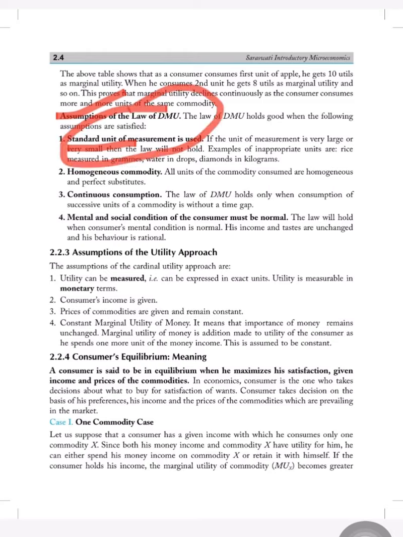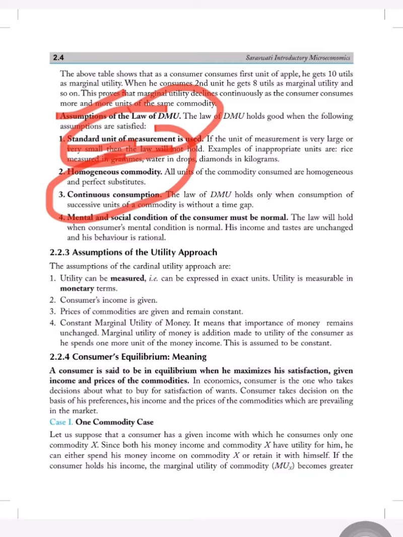Next, the commodity should be homogeneous. If the first glass given to you is water and the second glass is a cold drink or Rooh Afza, that will give you more satisfaction. So a homogeneous commodity should be used, meaning a similar commodity should be used every time.